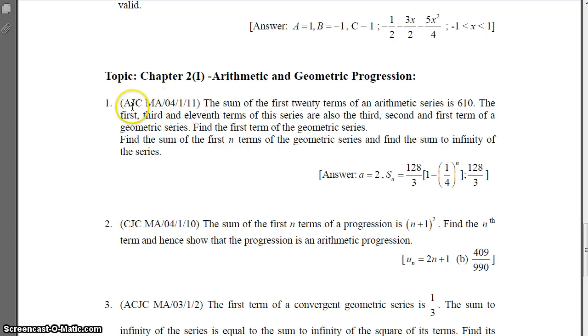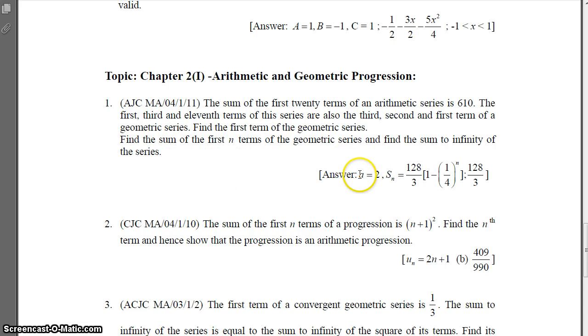This video is a solution to question 1 on arithmetic and geometric progressions. Now this is a question I've had asked quite a few times. How do I go about solving this one? The sum of the first 20 terms of an AP is 610. So let's just go through and parse this and find out what we want.